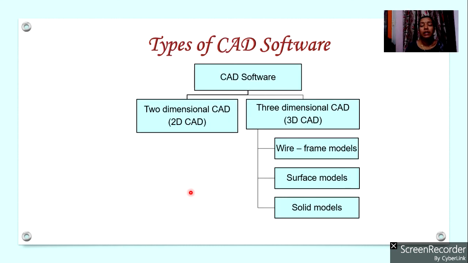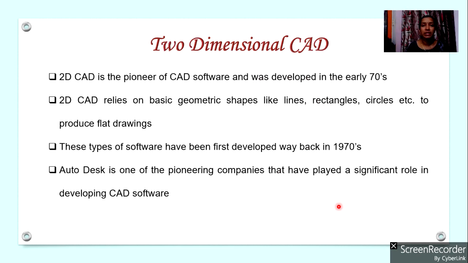So next is the classification of CAD software. We have already said that CAD can produce either two-dimensional or three-dimensional models of objects. Depending on that, CAD is broadly classified into two types: two-dimensional CAD or 2D CAD, and three-dimensional CAD or 3D CAD. 3D CAD is further classified into three types: wireframe model, surface model, and solid model.